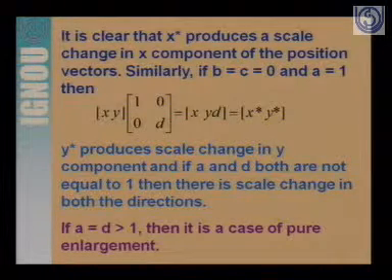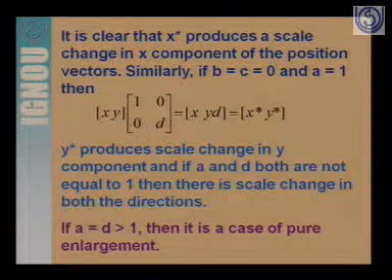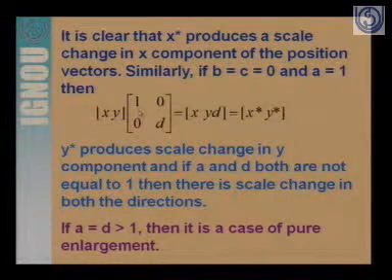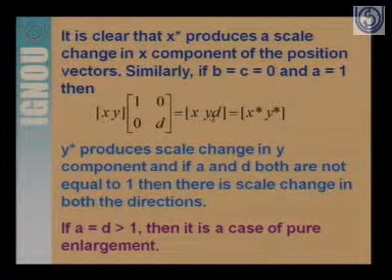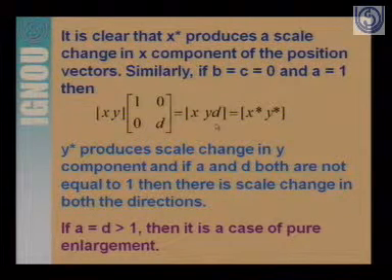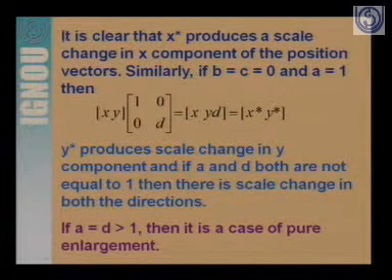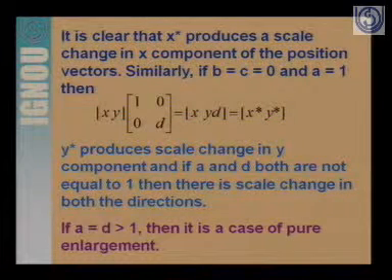Similarly, if we take B and C equal to 0, and instead of D equal to 1 as in the previous case, we take A equal to 1, then the transformation matrix becomes [1, 0; 0, D]. Finally, we get X, DY. So in this case, the change takes place only in the y direction. So D produces a scale change in the y component, and if A and D are both not equal to 1, then there is a scale change in both directions.